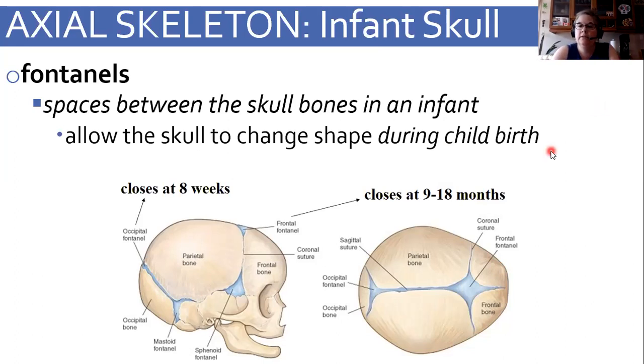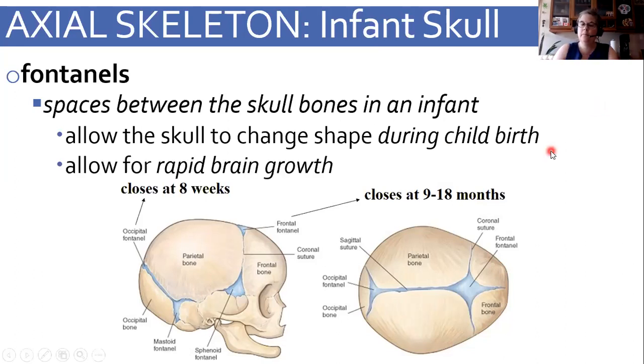And the other reason is to allow for really quick brain growth. So the baby goes through this massive brain growth, so it's not restricted by the skull. So this one here, there's usually one in the back that closes pretty early, after about 2 months after the baby's born. And then this one here at the top usually can take up to 1.5 years.